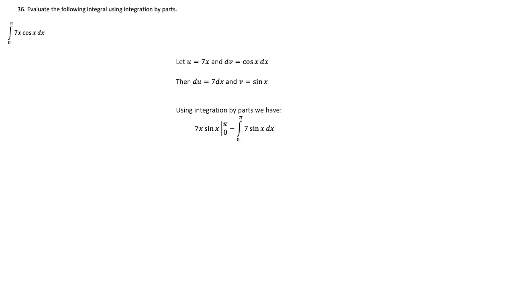Evaluate the following integral using integration by parts. Let's let u of x be 7x and dv be cosine x dx. Then du is 7 dx and v is sine x. Using integration by parts, we have 7x sine x evaluated from 0 to pi minus the integral from 0 to pi of 7 sine x dx. Evaluating at these integration limits, the end result is negative 14.